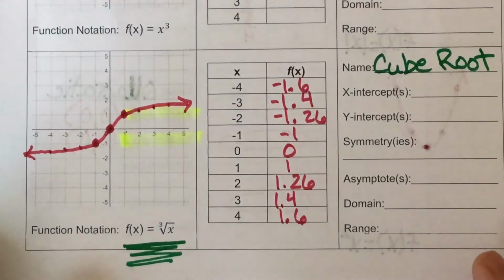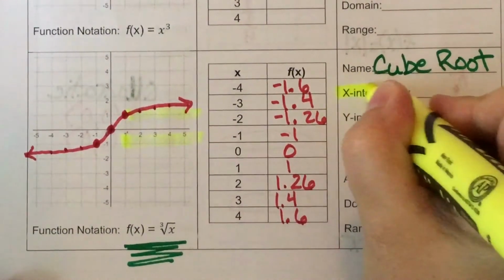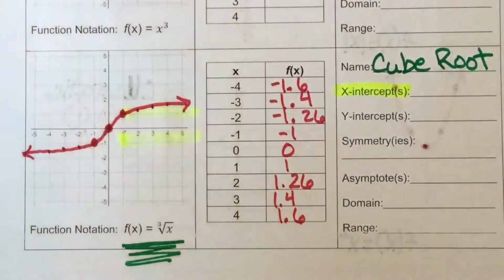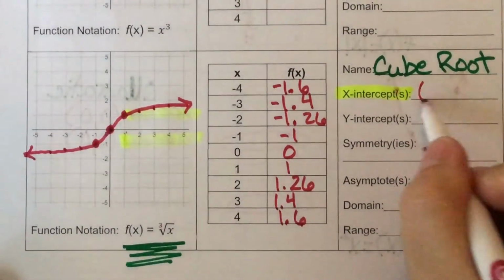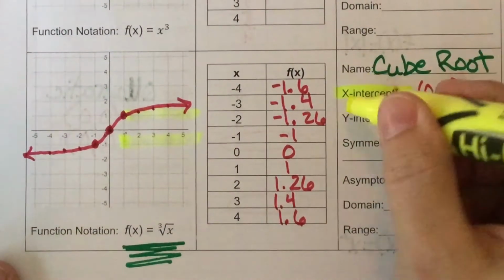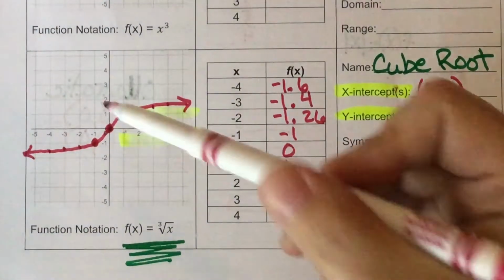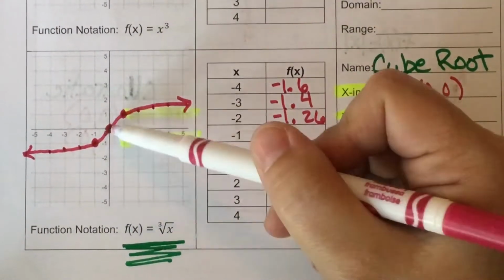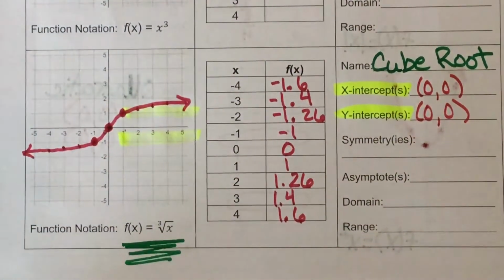And there it is. It's so pretty. This is our cube root parent function. Okay, x-intercept. What do you think? 0, 0. The graph is touching the x-axis right there at 0, 0. And y-intercept, what do you think that is? 0, 0. The graph is touching the y-axis right there at 0, 0.